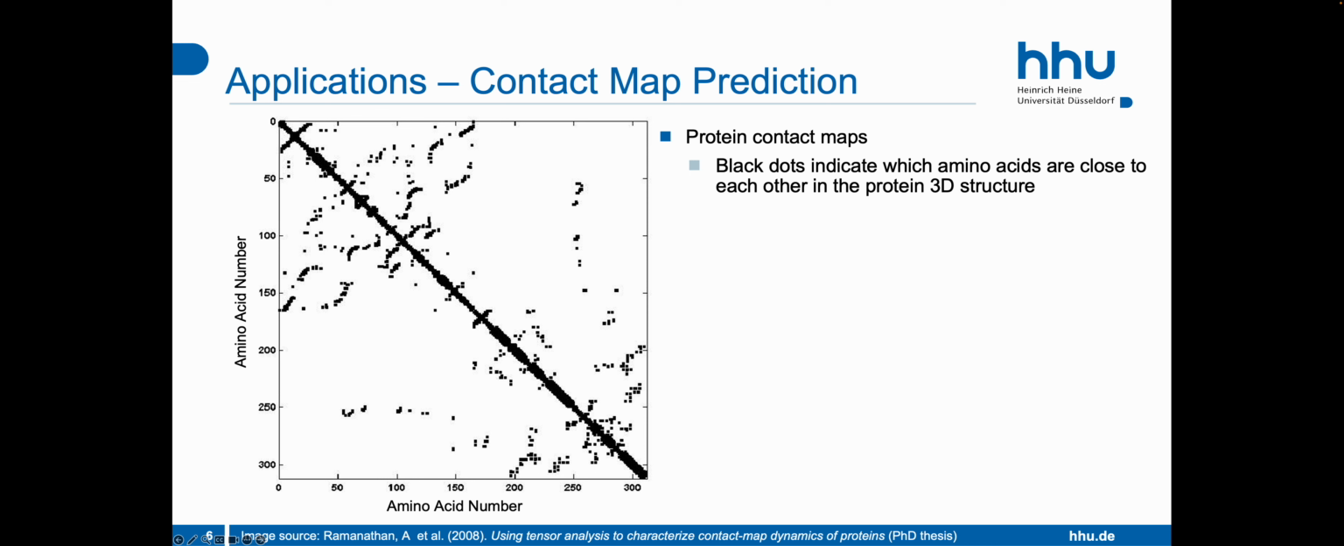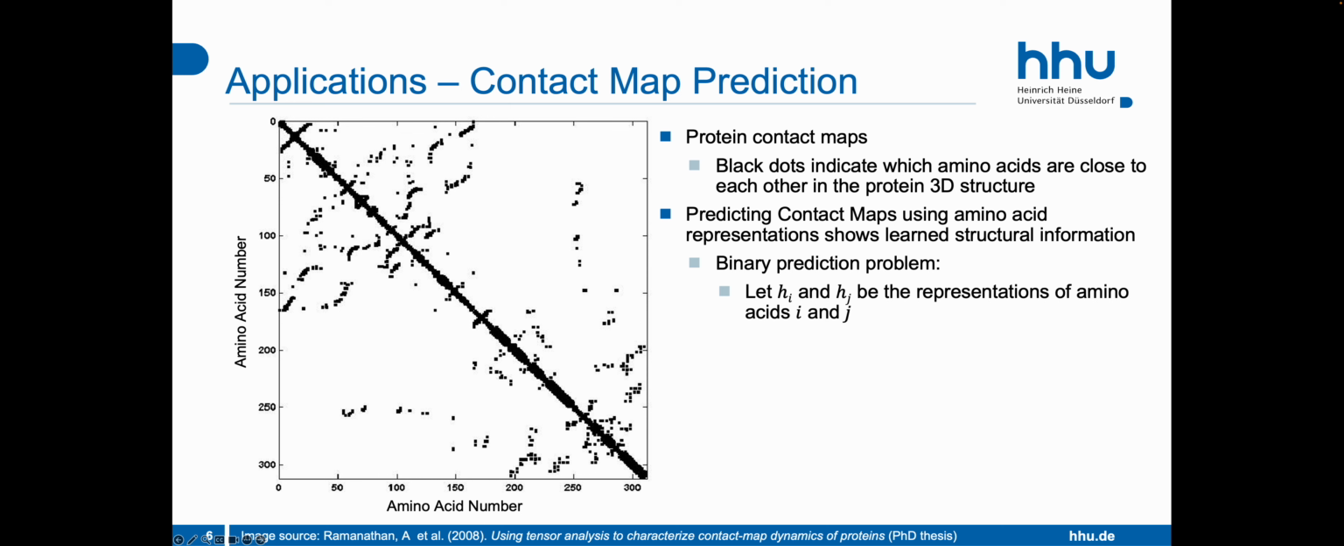We can now use the learned amino acid representations of the ESM1B model to predict for two amino acids if they are close to each other. In this case, we would not calculate the element-wise mean over all amino acid representations to get a whole protein representation, but instead we would use the amino acid representations themselves.